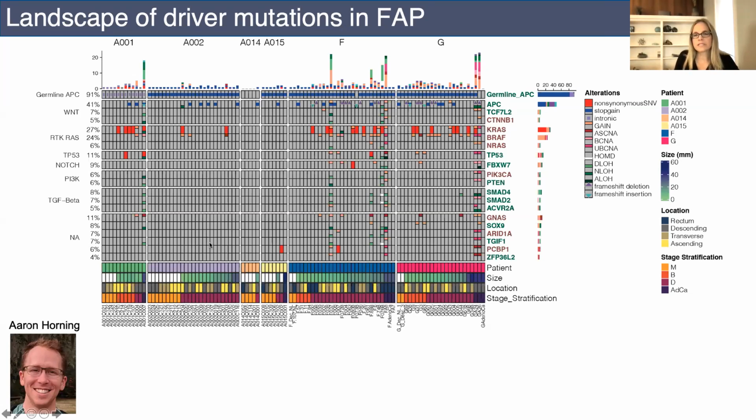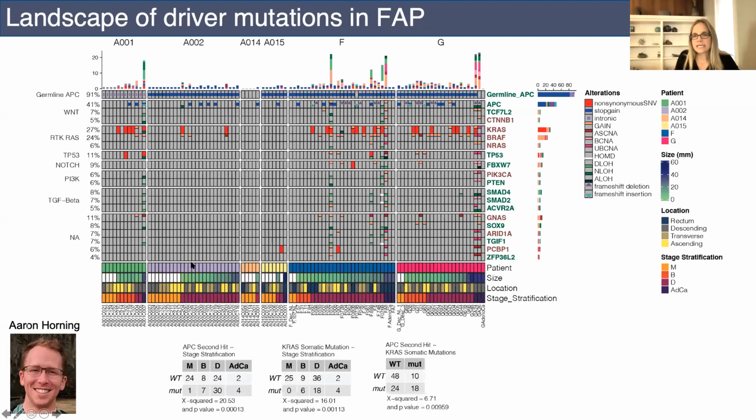Now, almost all of the samples that we've seen have both APC and KRAS mutations. This occurs in even some of the smaller samples. And importantly, we can note that APC and KRAS are individually associated with stage. So this is a second hit, a somatic alteration in APC. We see the same for KRAS. And in fact, this is also true for combinations of these common colorectal cancer driver genes.